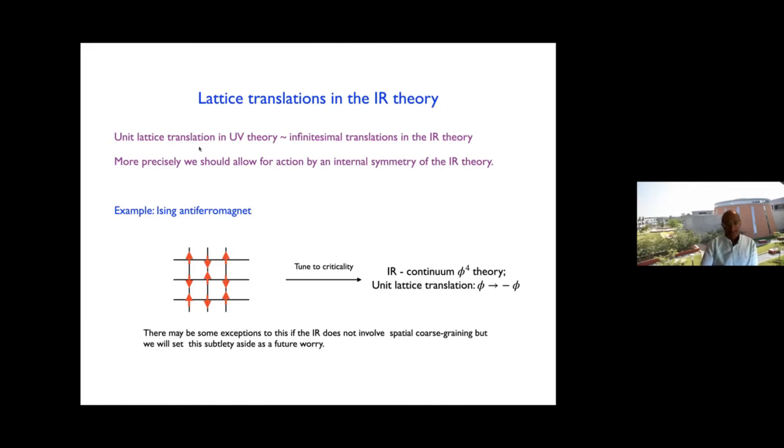In other words, a unit lattice translation of the UV theory embeds into the IR continuum theory not just as an infinitesimal translation, but a combination of an infinitesimal translation and action by an internal symmetry of the IR theory. To illustrate this, let me take a simple example. Let's consider an Ising antiferromagnet, a classical Ising antiferromagnet on a two-dimensional square lattice. And we imagine we tune the system to its critical point. So this will have a finite temperature phase transition, and we tune it to its critical point.